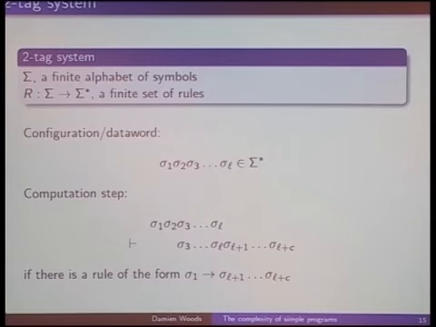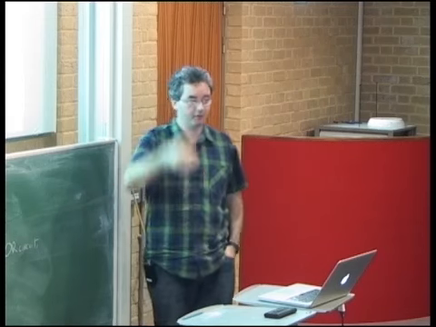Next. So is this non-deterministic? I think you may have more than one rule applied. We use it deterministically, but you could have a non-deterministic version.